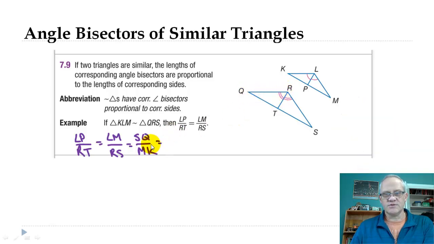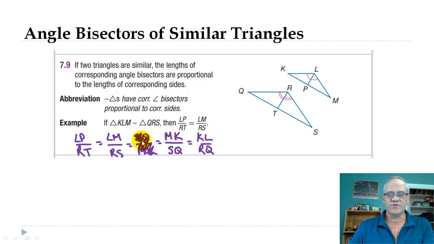Wait a minute, did I really do that? Can you believe that, guys? What did I do wrong? I did LP, LM, and then why did I start with SQ on this one? I don't know. But it should be the other way around: MK over SQ. Since I'm putting LP, LM, all the letters from that triangle on the top, I have to continue doing that. So the final step is MK over SQ, then KL over RQ or QR. Okay, so there you go.